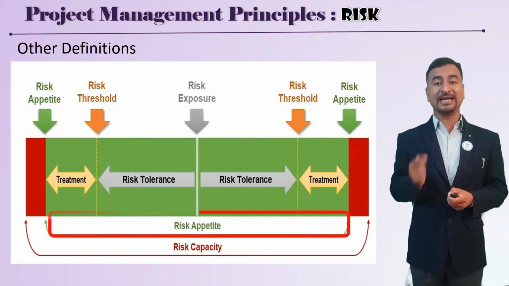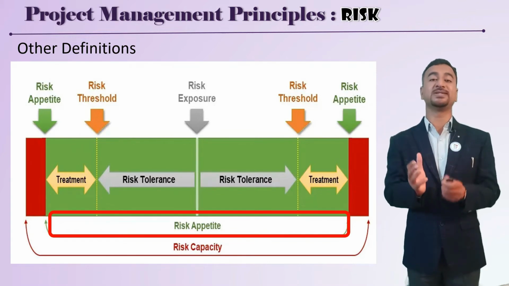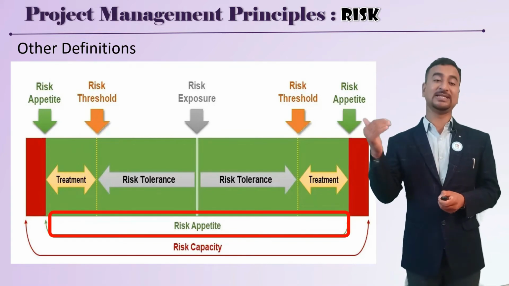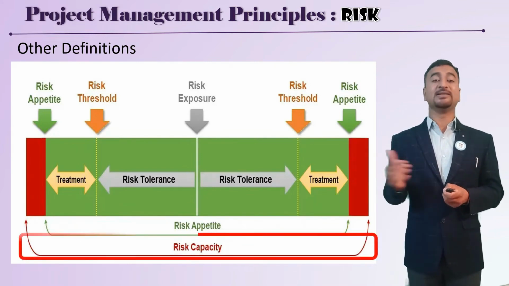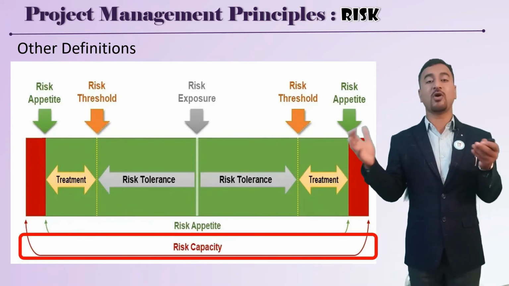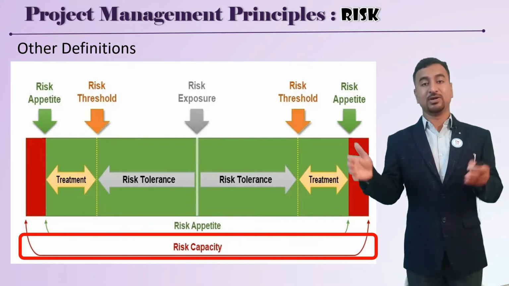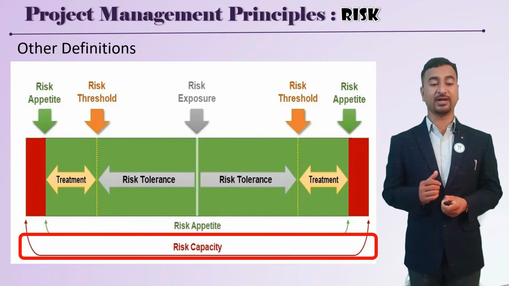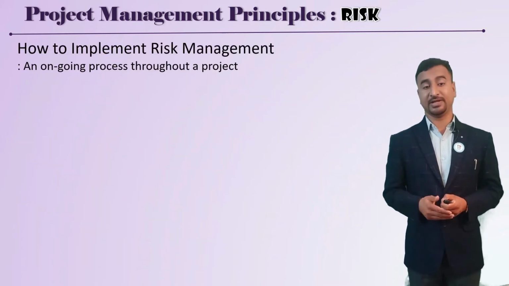So the entire thing we call the risk appetite is how much risk an organization can take, with some approval of the management, and the risk capacity is the exposure of risk an organization can take beyond that particular threshold limit. So this is the graphical representation of how we can represent the risk and the other definitions.